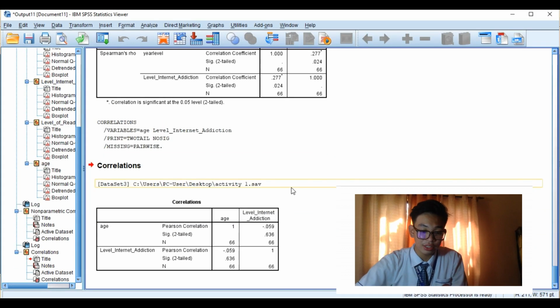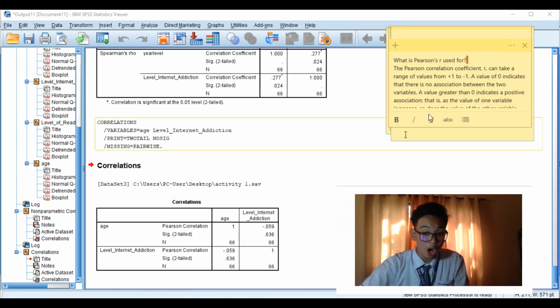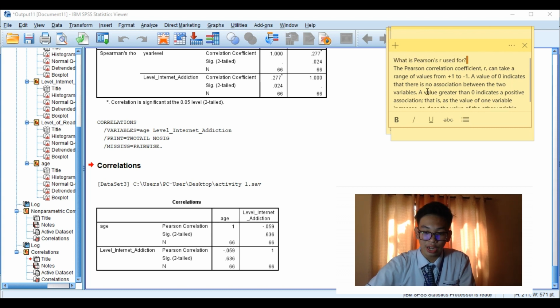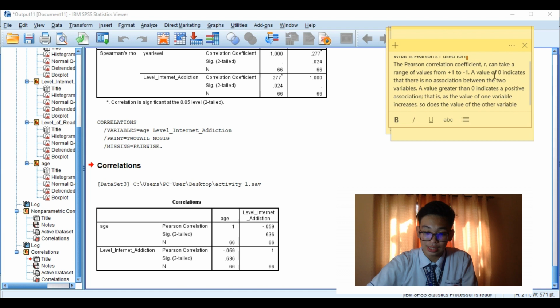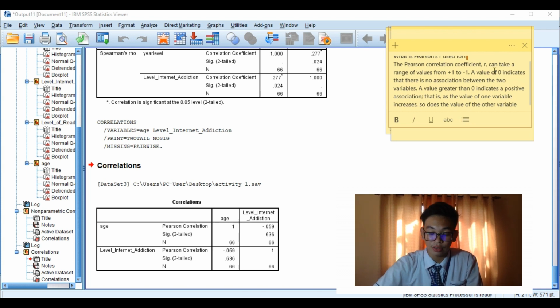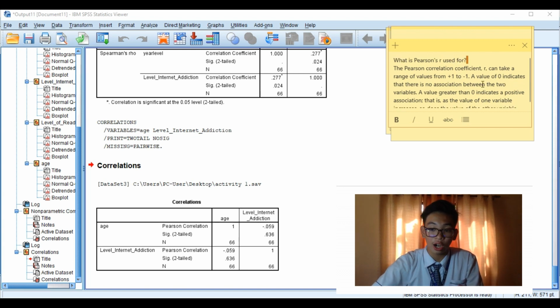Before we dive into the table, let's first explain what Pearson's R is used for. The Pearson correlation coefficient R can take a range of values from +1 to -1. A value of 0 indicates that there is no association between the two variables. A value greater than 0 indicates a positive association, that is, as the value of one variable increases, so does the value of the other variable. So that basically explains what Pearson R is.